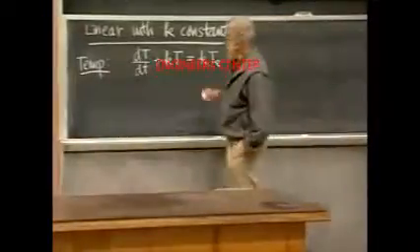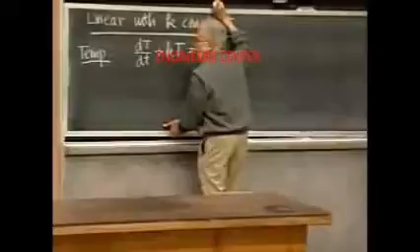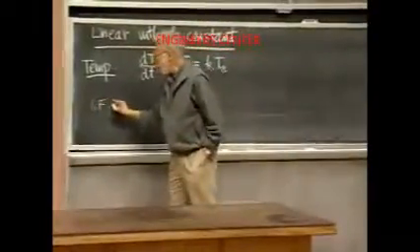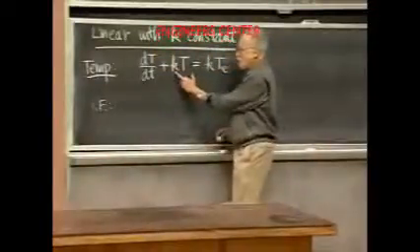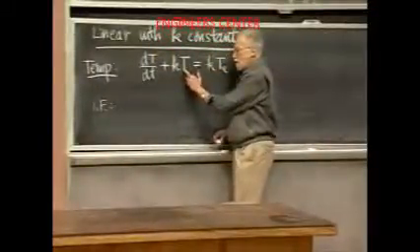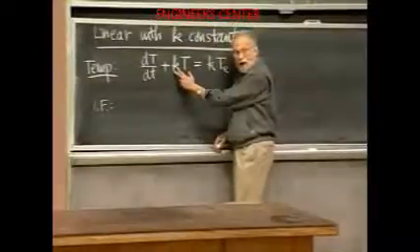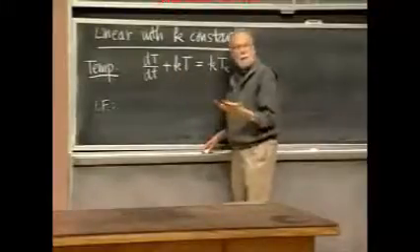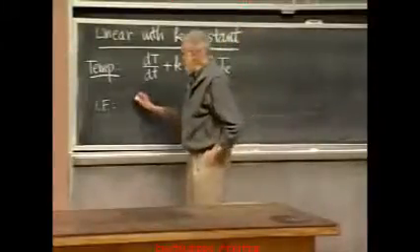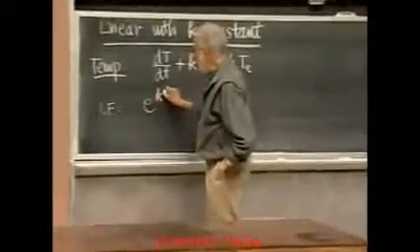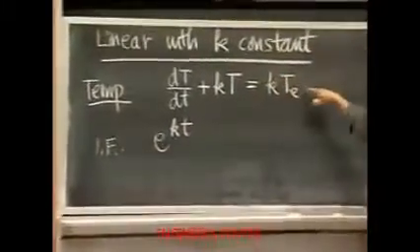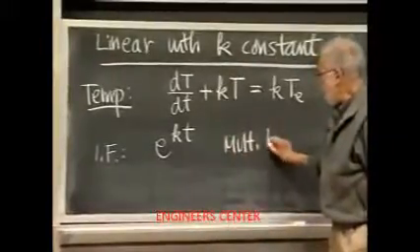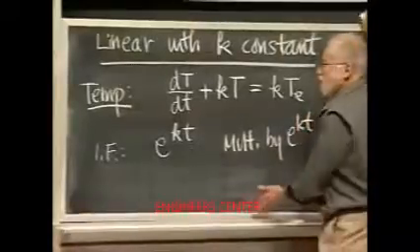Okay, now a lot of this we're going to do in our head, because this is too easy. What's the integrating factor? Well, the integrating factor is going to be the integral of k, the coefficient, which is just a constant k. If I integrate k dt, I get kt. And I exponentiate that, so the integrating factor is e to the kt. I multiply through both sides by e to the kt, and what's the resulting equation?